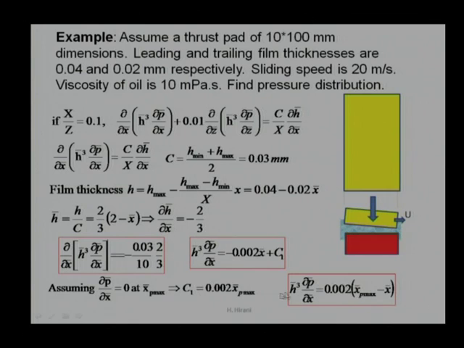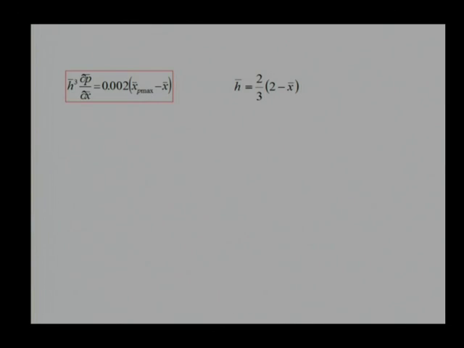This needs to be integrated once more to find the pressure value, because this expression is giving us only the pressure gradient, it is not giving us a pressure value. We require a pressure distribution, we do not require a pressure gradient. To do that, we require an expression of h, that we already determined, that is 2 by 3 (2 minus x bar). Substitute this, rearrange the equation, we know the h bar cube.